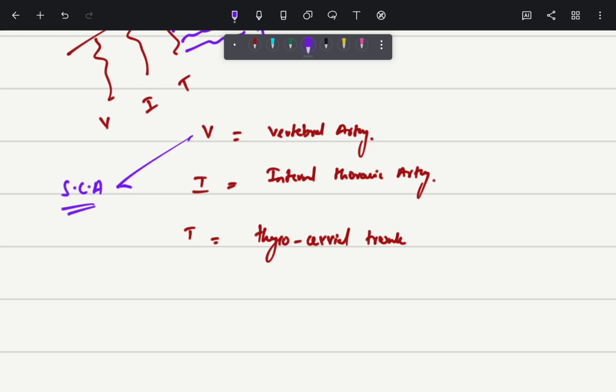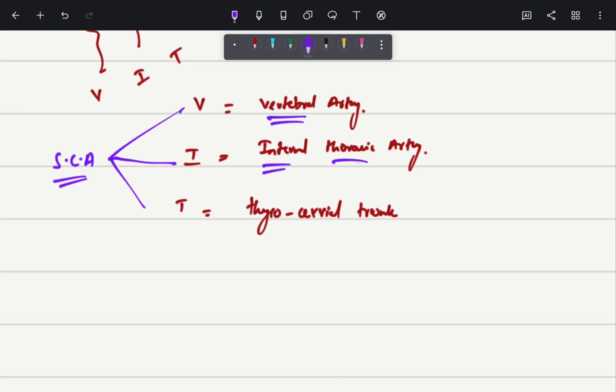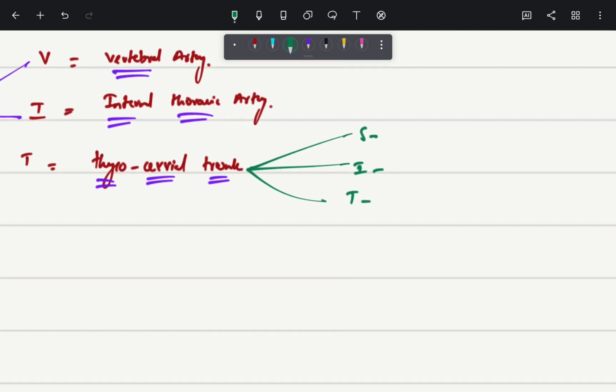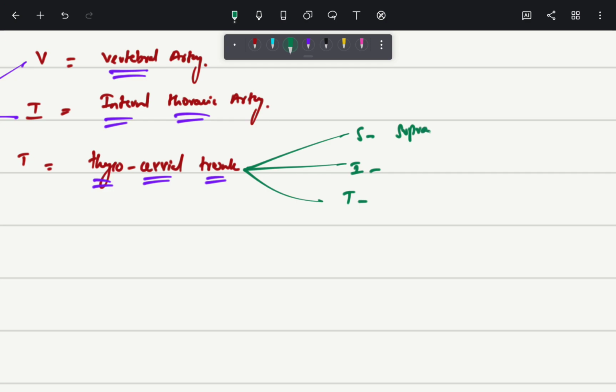Okay, so from the subclavian artery we will have 3 branches. One is your vertebral artery, the other one is your internal thoracic artery, and the third one is your thyrocervical trunk. And from the thyrocervical trunk we are going to have 3 branches. The mnemonic is SIT. S stands for suprascapular artery, and the third one is your transverse scapular artery.